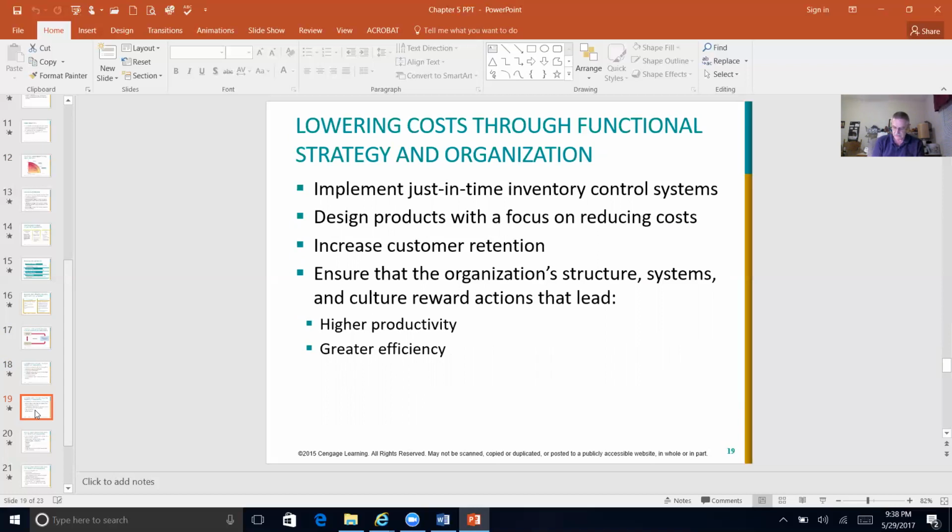Number 6, some of you may be familiar with implementing just-in-time inventory control systems to minimize cost when it comes to inventory. Number 7, designing products so that they can be produced and delivered at the lowest cost possible. And number 8, taking steps to increase customer retention and reduce customer churn.